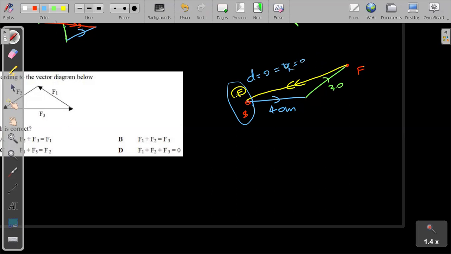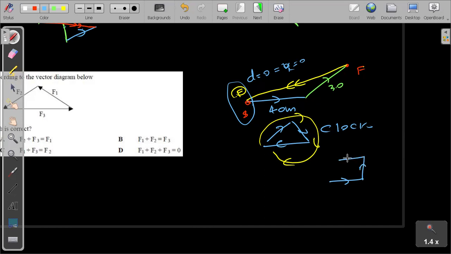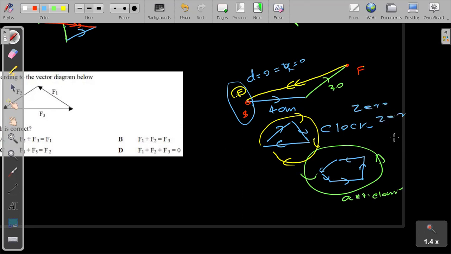If there is a certain clockwise arrangement, it's like this. This is clockwise. Why? All the arrows are rotating in the direction in which the arms of a clock move. In a similar way, for anti-clockwise motion of vectors, it is anti-clockwise. Whether clockwise or anti-clockwise, your result will be zero.